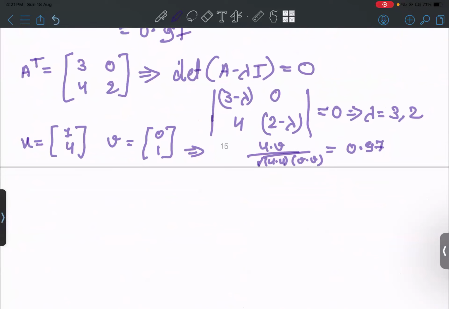Fine. Now what we'll try to do? Now we will write a computer program, or rather I will show a computer program, on how we can use the power method and inverse power method to find the eigenvalues and eigenvectors of a square matrix. Okay. Should we move ahead? Have you understood everything? If you have any doubt, please ask.